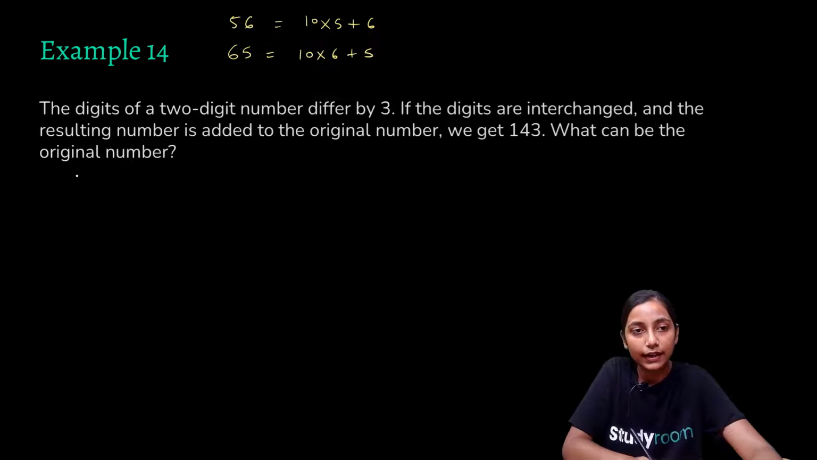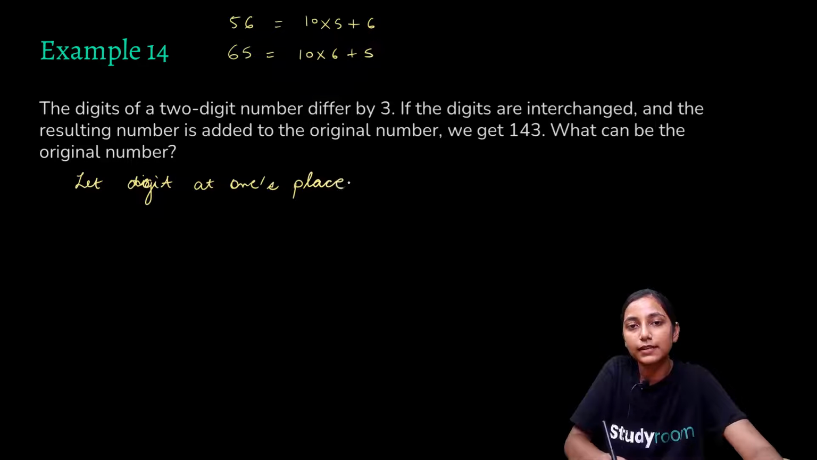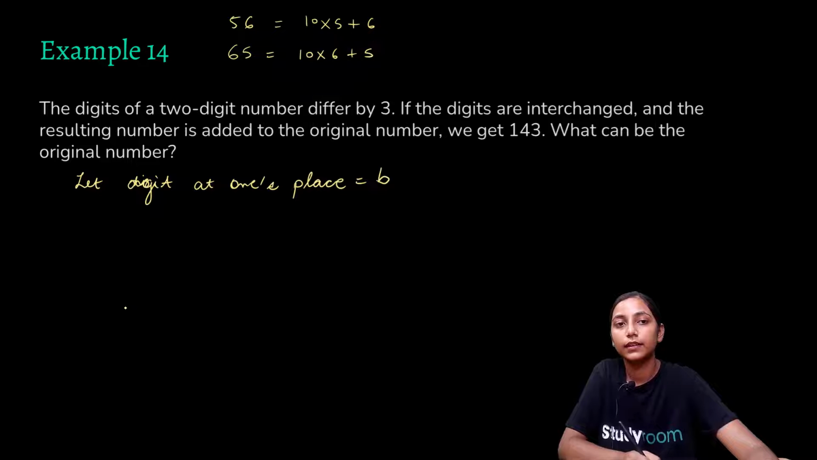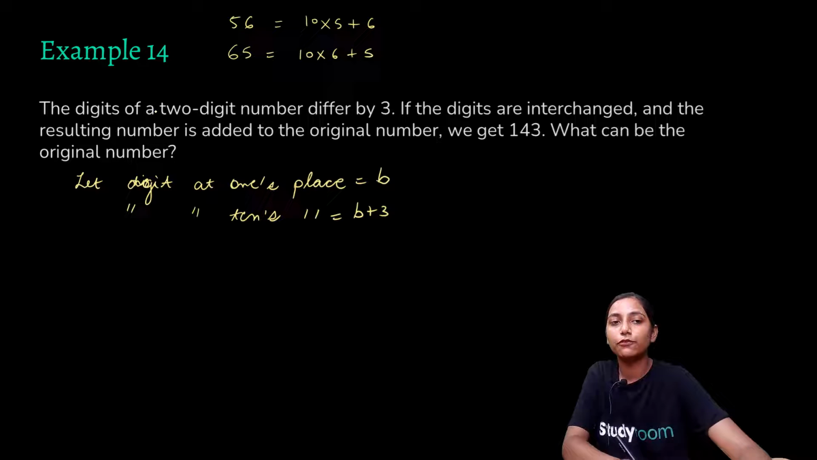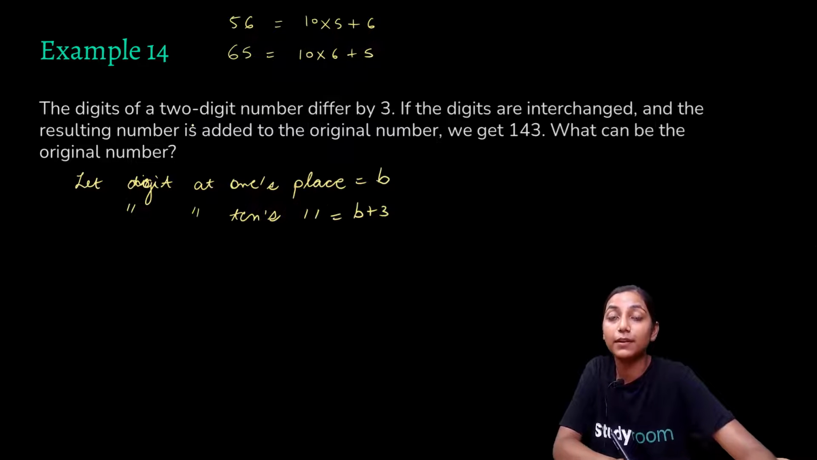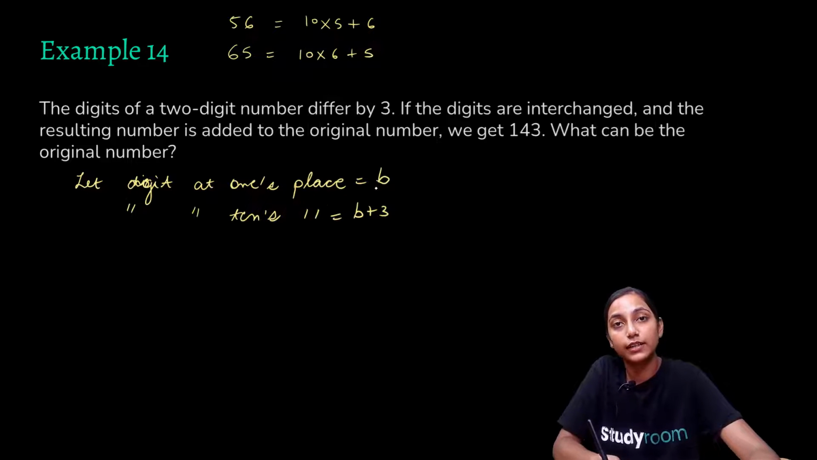Similarly, if we let the digit at ones place equal b. It is said that the digits of a two-digit number differ by 3. So what will be the digit at tens place? The digit at tens place is going to be b plus 3. We concluded it from this statement that the digits of a two-digit number differ by 3. So if one of the digits is b, the other one will be b plus 3.